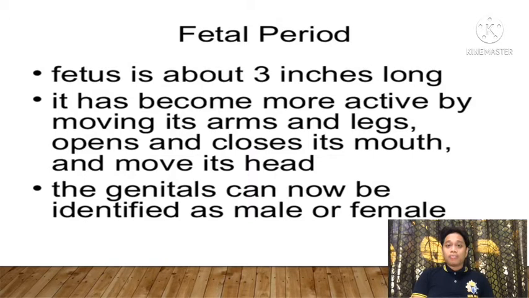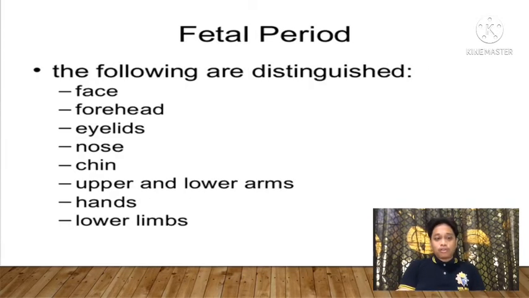So here in this period of development, the fetus is now moving his or her arms and legs. And in this period, we can now identify the genitals, or we can now identify if that fetus is a girl or a boy. So at this period, we are now able to distinguish the following. First is the face. Second, the forehead, the eyelids, the nose, the chin, the upper and the lower arms, the hands, and the lower limbs.